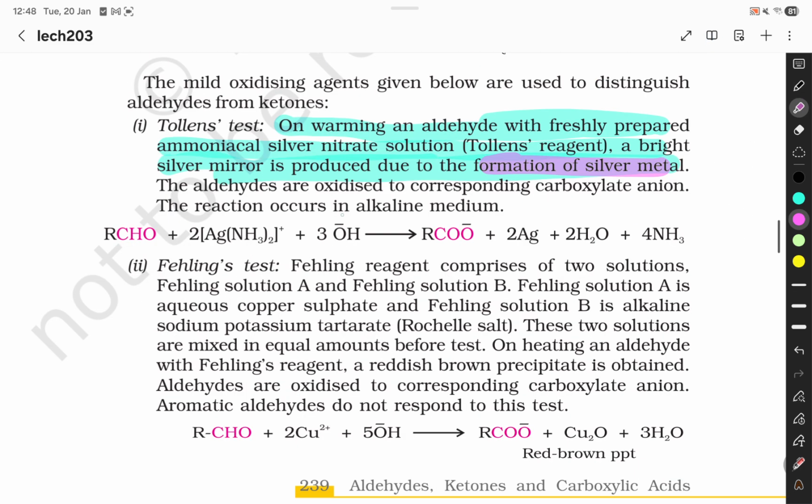So in alkaline medium, if you use ammoniacal silver nitrate, you'll get this. You will get a COO minus ion, and precipitation of Ag metal, which will give you the brown silver color. And make sure to know the stoichiometry. 3 moles of OH are used and 4 moles of NH3 are created in Tollens test.